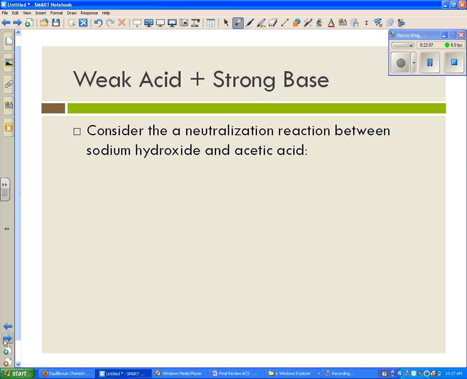So consider a neutralization reaction between sodium hydroxide and acetic acid. Now I'm aware that it says across the top of the page this is a weak acid and a strong base, but you will not have those kind of labels on your practice test or on your test. We know sodium hydroxide is a strong base because it's a hydroxide containing compound. Acetic acid is not in the list of 4 strong acids that I've asked you to memorize. That's how we know that we have a strong base reacting with a weak acid.